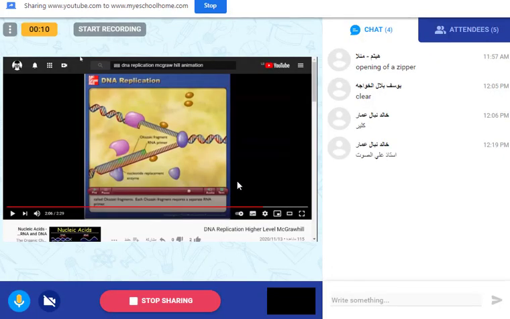So as you can see, there are two DNA polymerases. Each one is working on one strand. In the end, you get two strands that are identical to each other. Okay, is it clear now?